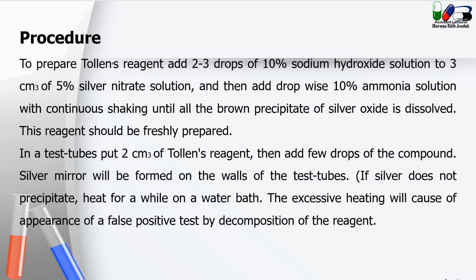For the procedure, we add 2 to 3 drops of 10% sodium hydroxide solution to 3 ml of 5% silver nitrate solution. Then we add dropwise 10% ammonia solution with continuous shaking until all the brown precipitate of silver oxide is dissolved. This reagent should be freshly prepared.